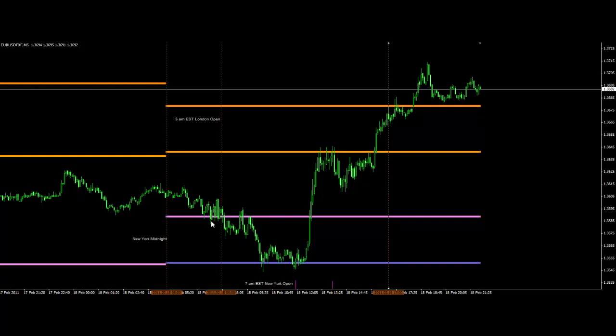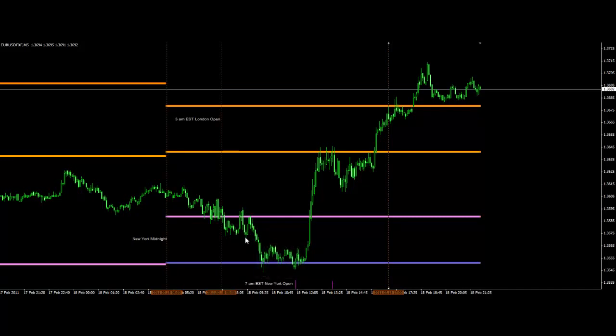Now, when price traded lower, this line here delineates 3 a.m. London open, North American time. Price traded down and then back traded right into the central pivot again. So we had all this consolidation around the central pivot. Price broke down, made a new low, and then traded back to the central pivot.